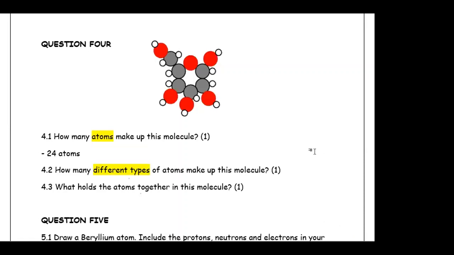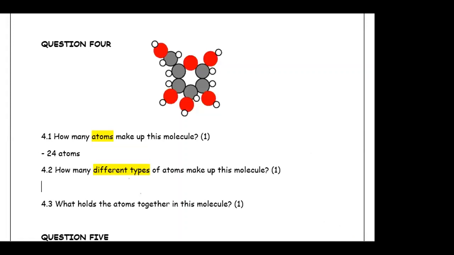Now, question 2 is different. How many different types of atoms make up this molecule? Well done, Chloe. So there are only 3 different types of atoms that make up this molecule. Why? Because the red, can you see the red there? That's one element. The gray is another element, and the white is another element. So all those 3 elements are different types of elements. They could be oxygen or hydrogen or nitrogen, doesn't matter.